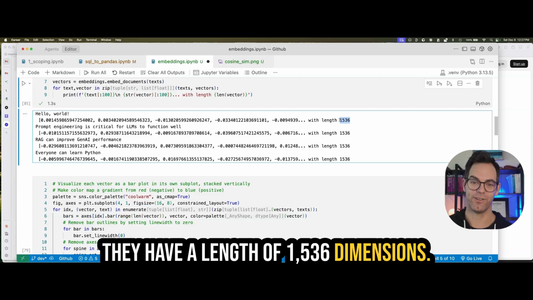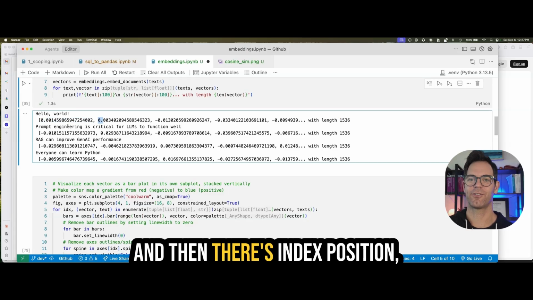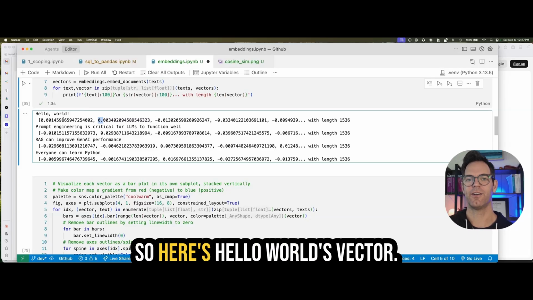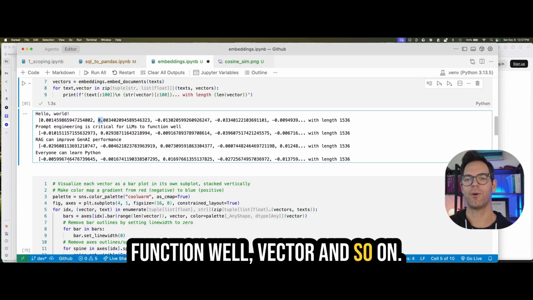1,536 dimensions. Now we say indices. So this is the beginning index here. And then there's index position 1, 2, 3, all the way to 1,500, just about. Right? So here's hello world's vector. Here's prompt engineering is critical for LLMs to function well vector, and so on.